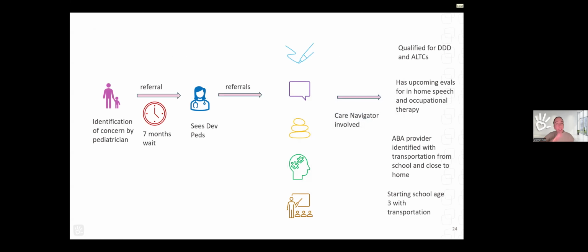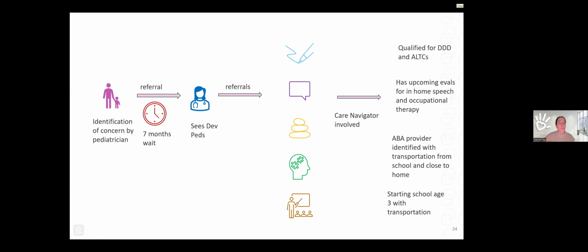So again, this is not a real life patient, but this happens quite often. Now we have a patient who's qualified for DDD and long-term care, has upcoming evals for in-home speech and OT, ABA provider identified with transportation from school and close to home, and starting school at age 3 with transportation to and from.